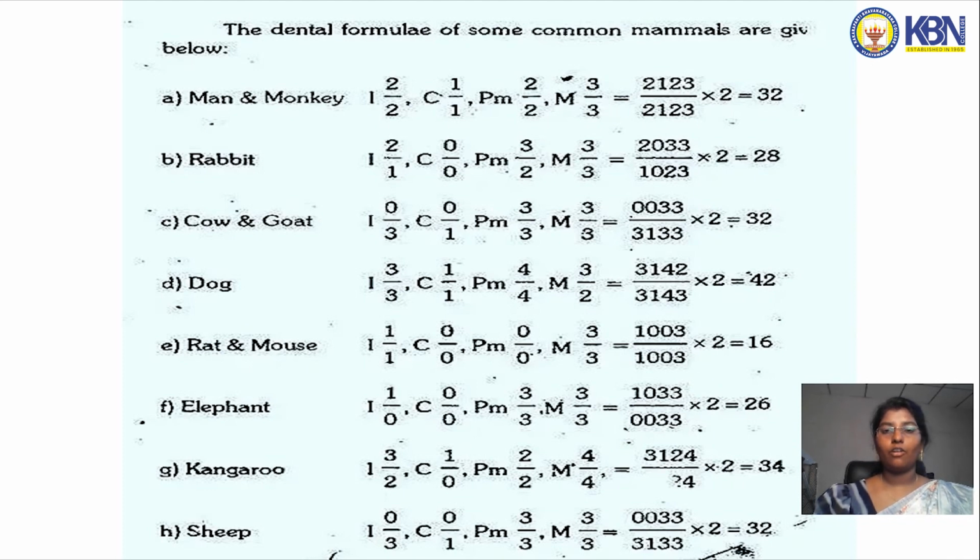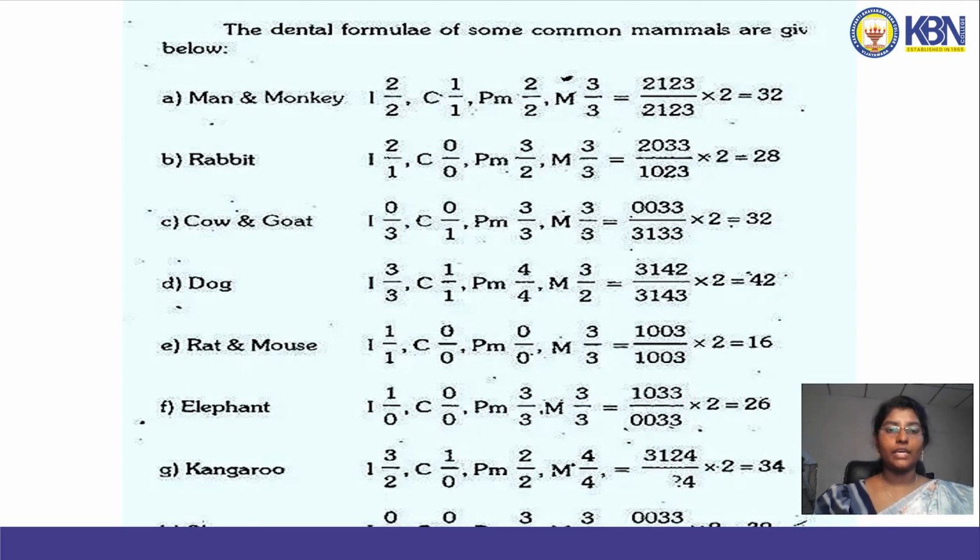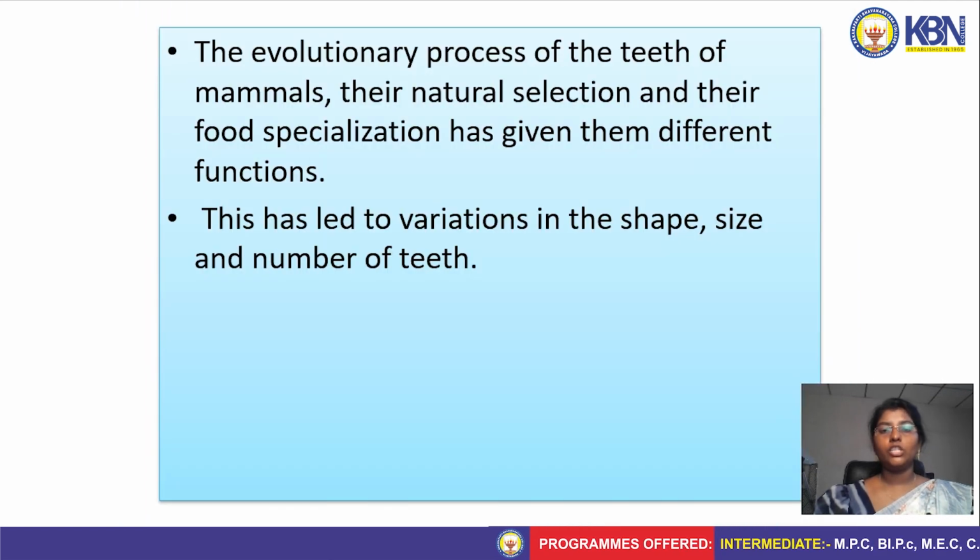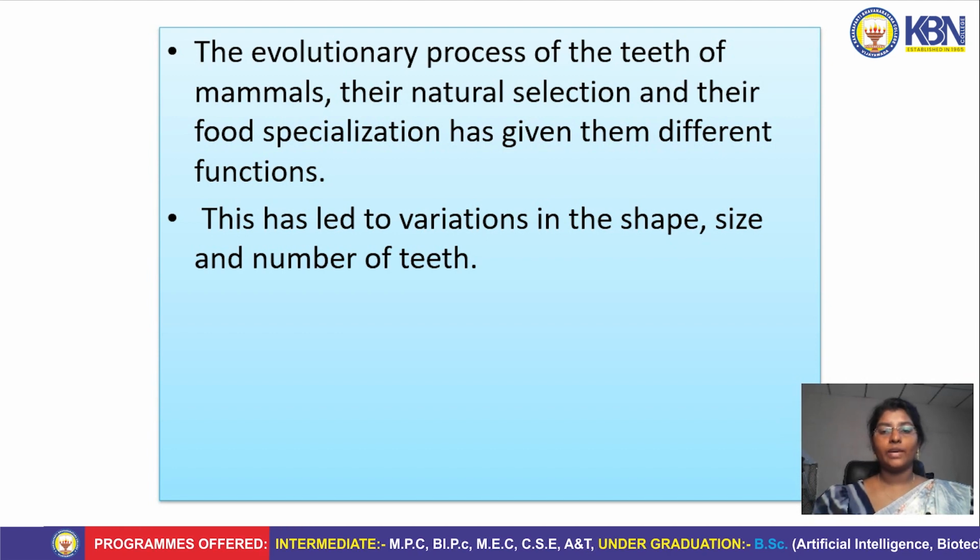This is the dental formula of some common mammals. These are examples of how the dental formula is present in, first, man and monkey, next rabbit, third cow and goat, dog, rat and mouse, elephant, kangaroo and sheep. The evolutionary process of teeth of mammals, their natural selection and their food specialization has given them different functions. This has led to variations in the shape, size and number of teeth.